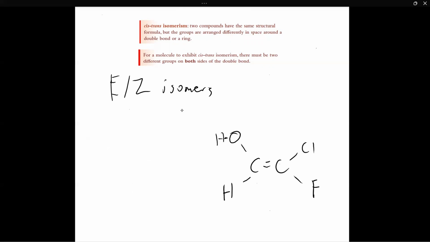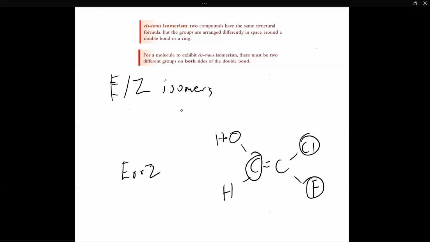Now, E and Z are two different letters that we assign to compounds depending on how the atoms or groups are arranged spatially. Now, the first thing that you need to do if you want to name a compound as E or Z is you need to assign priority numbers. Now, what is a priority number? The priority number basically states that for the atoms attached to the carbon atoms, you look at each carbon atom individually, okay, not together.